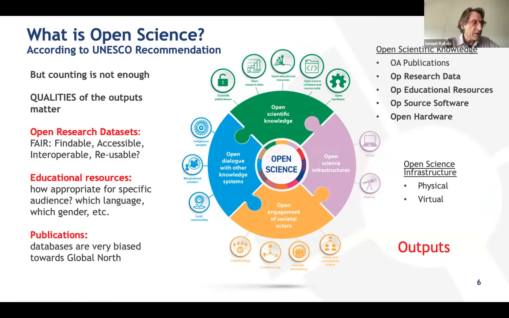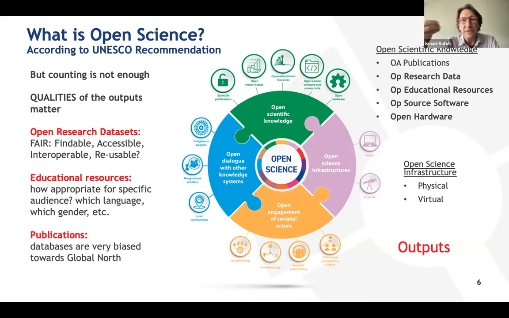And I'm trying to make the argument about the flexibility and contextualization being extremely important, because I'll claim that we have two types of activities that we are going to measure. On the one hand, according to this UNESCO framework, you have the open scientific knowledge and open infrastructures, which are outputs that might be counted. But in the case of open science, these outputs are not like publications that are quite standardizable, but we have objects such as databases or educational resources in which the qualities of these objects are extremely important.